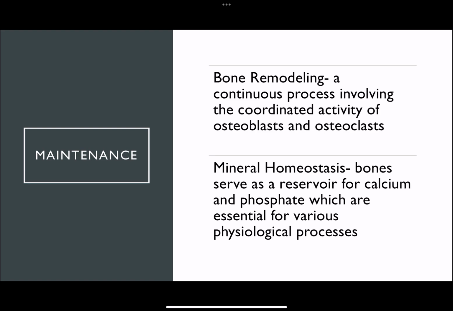In summary, bone growth supports development by forming the skeleton, healing by repairing fractures, and maintenance by continuously remodeling bone tissue and regulating mineral homeostasis.